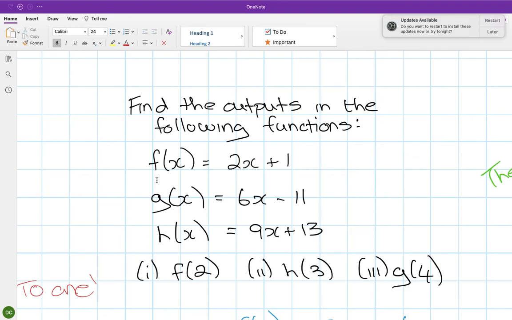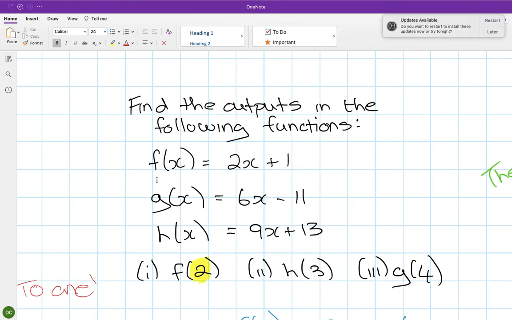There's a second function, which they've called the g function. And that's 6x minus 11, which is take a number, multiply it by 6 and subtract 11. And then there's a third function, which is h, the h function. And in the h function, they want you to take a number, multiply it by 9 and add 13. Okay, and then down below there's 3 questions. So in the first one, they want you to use an input of 2.